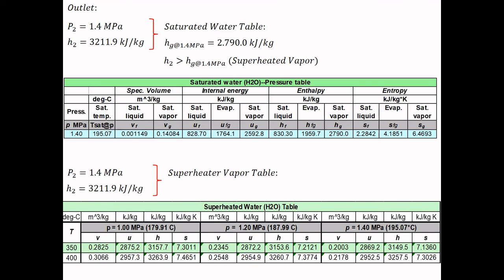Find the table for pressure equal to 1.4 megapascal. In order to obtain the temperature, we need to make interpolation between the enthalpy and the temperature, based on the value of h2, 3211.9. So the temperature that we obtain through the interpolation for the temperature at the exit of the nozzle is T2 equal to 378.6 degrees Celsius. Okay, that's how we answer the question where the device involved is a nozzle and the substance involved is water.